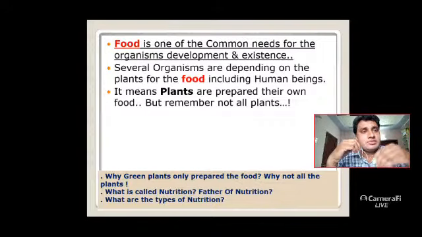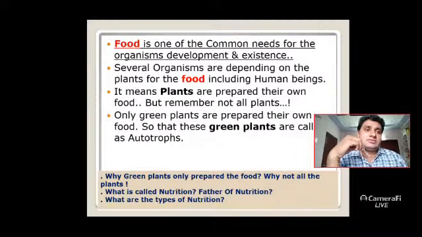That means based on food preparation, organisms are of two types: autotrophs and heterotrophs. Autotrophs are the organisms which prepare their own food, so plants are autotrophs. Here I have a doubt. Sir, are all plants autotrophs? Is it right? No. Only green plants are autotrophs. Some plants which are not green depend upon green plants for food, so some plants also belong to heterotrophs. You remember that? Only green plants prepare the food items.